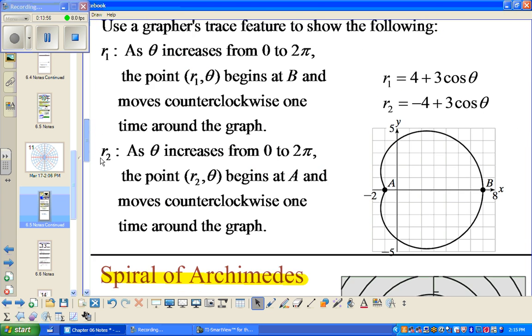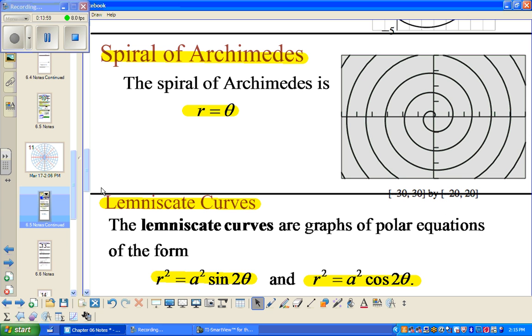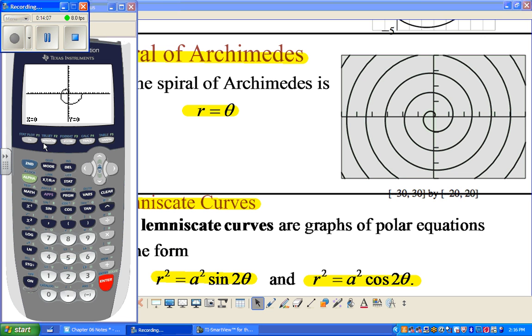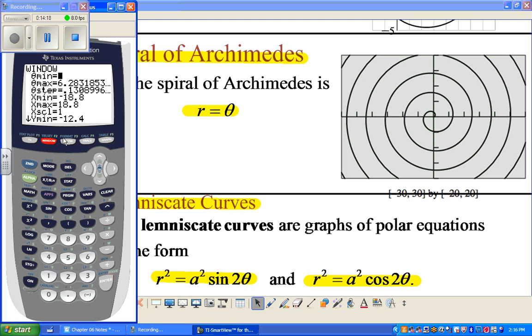The third graph is the spiral of Archimedes. That's where r equals theta. Here's the first graph I made. The graph is just r equals theta. You need to start considering, well, why is it only going around the curve that far? You need to think about things like that. Well, if I look at my window, I just went from 0 to 2 pi. If I change that to go from 0 to 4 pi, notice what happens. You go around twice.